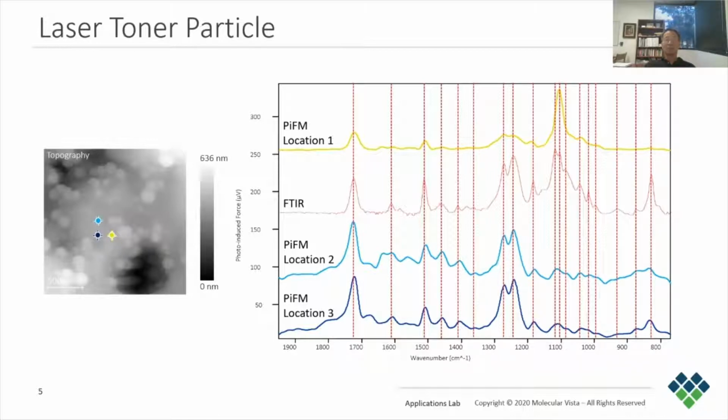In this case, we can see that the bulk FTIR in red consists of spectral features from the 3 nanoscale PiFM spectra. Location 1 in yellow contributes primarily the peak near 1100 wave number, whereas locations 2 and 3 contribute the peaks near 1460 and 830 wave numbers respectively, along with many other common peaks. For samples that have nanoscale inhomogeneity, a PiFM spectrum will represent the local chemical state, whereas the bulk FTIR spectrum will represent the sum of all the local chemical states.